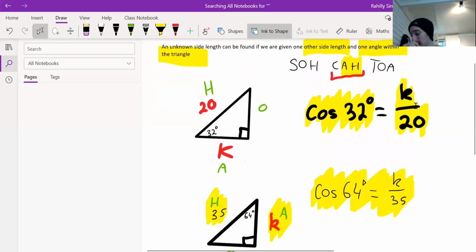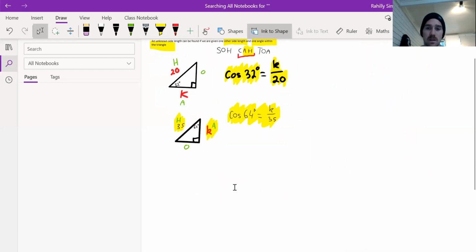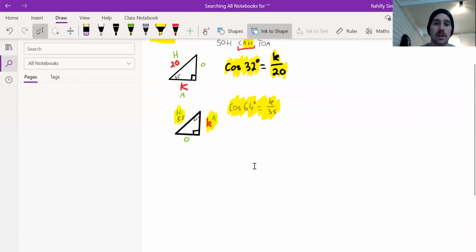Okay. Now, what we're going to do is actually solve this now. So I'll move down a little bit, and we'll go from here. So solving.